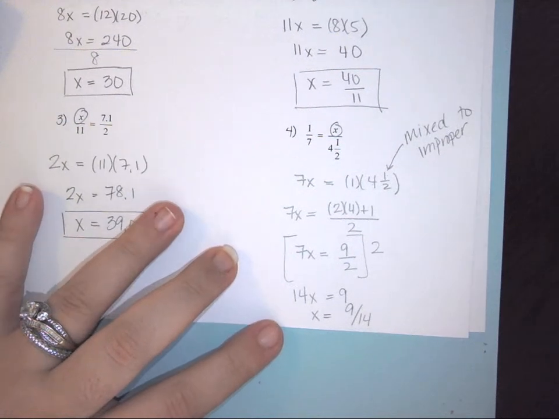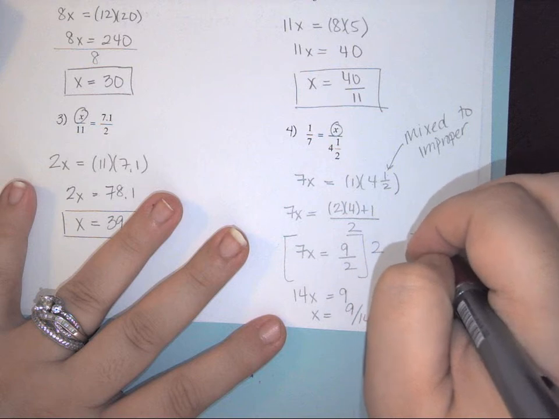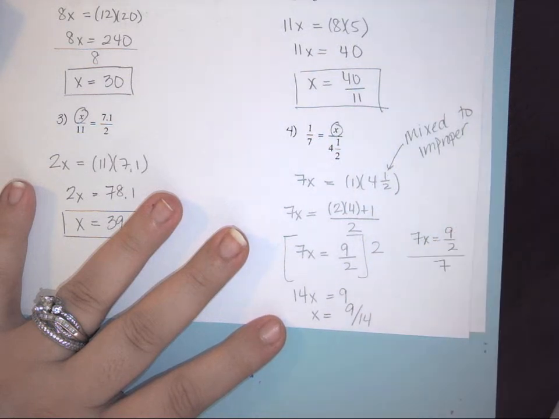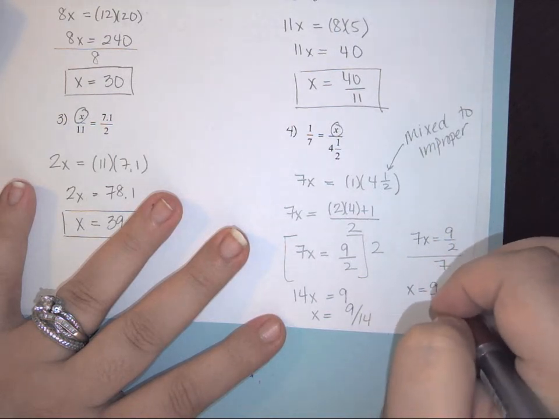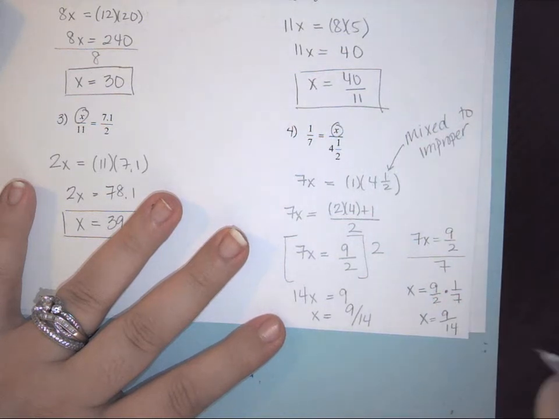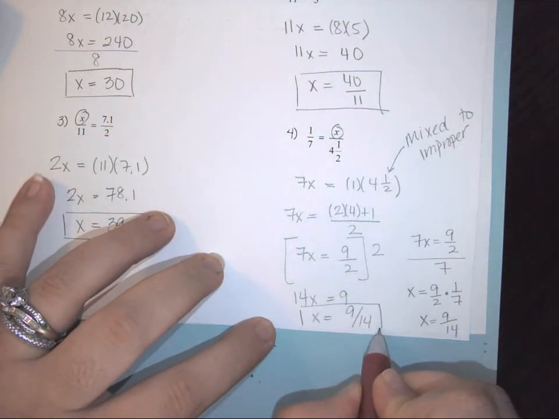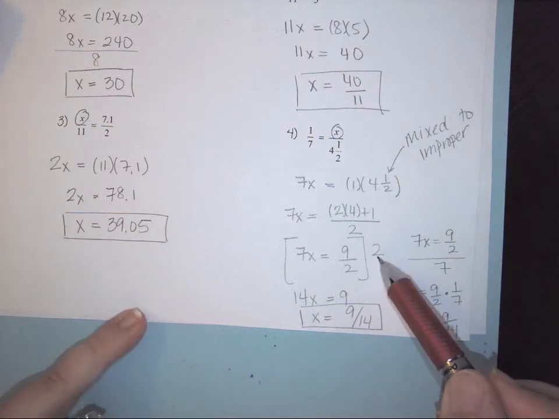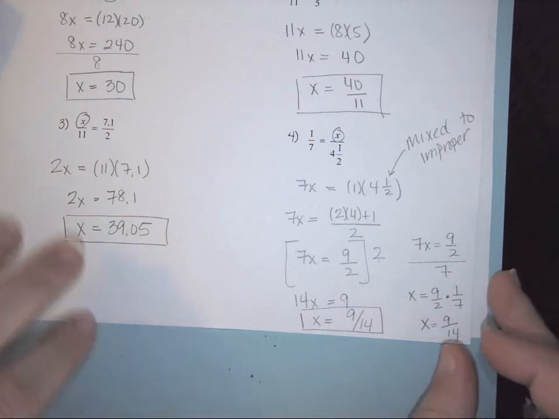Or you could have taken what you had, so the 7x equals 9 halves, and simply divided everything by 7. Using the fraction rules, this would give you x equals 9 halves times 1 over 7, so x equals 9 over 14. Either way that you chose to do it, you still get the answer you needed, which is that x is 9 over 14. Okay? So whether you multiplied it first and then divided, or just simply divided but had to use your fraction rules, it gives you the same result.